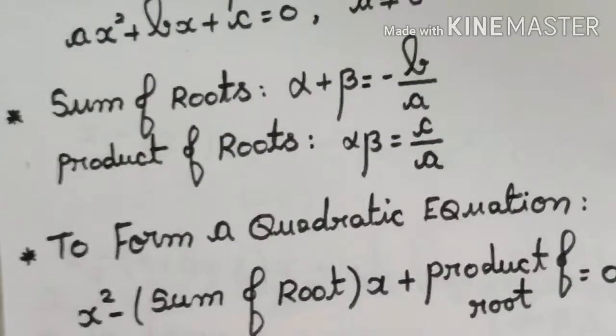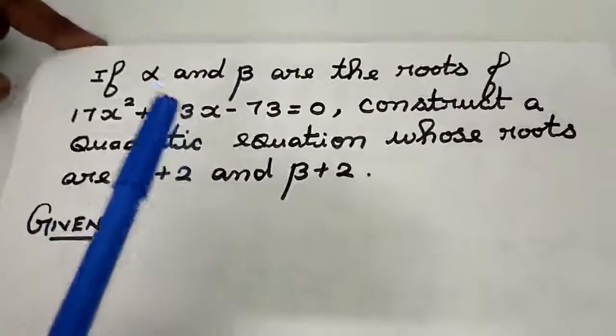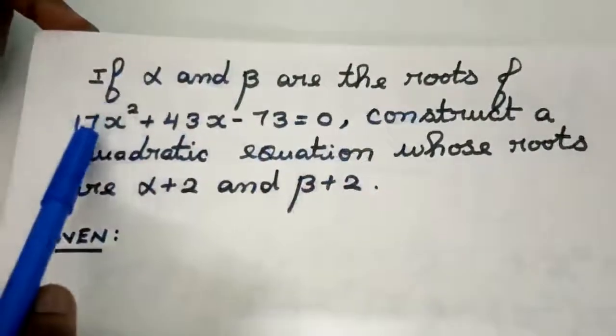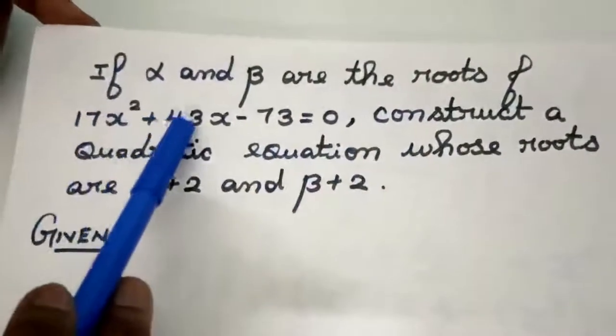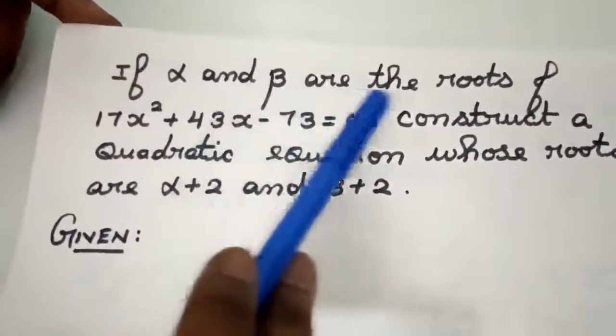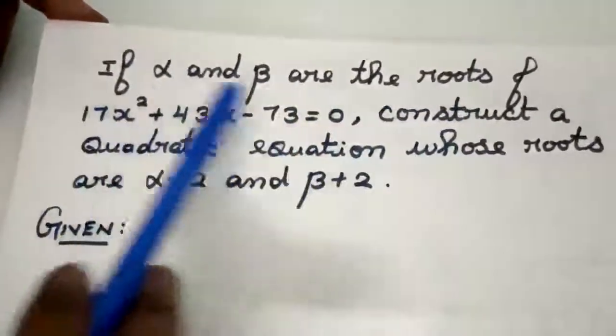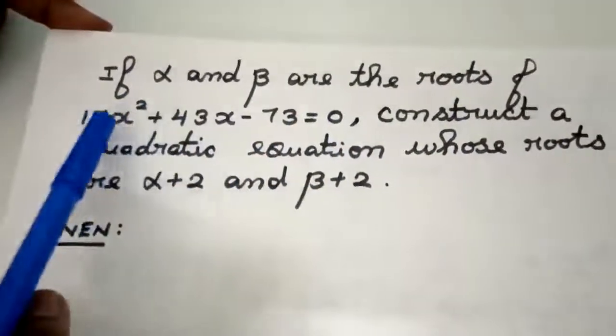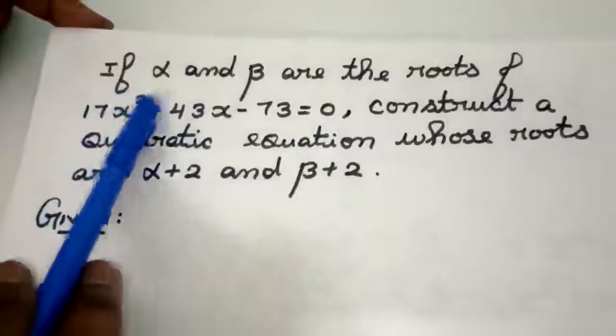Students, now we are going to do a sum based on the quadratic equation concept. If alpha and beta are the roots of 17x square plus 43x minus 73 equal to 0. Alpha and beta are the roots of the given quadratic equation, and I am identifying this as a quadratic equation by the highest power, that is x square.